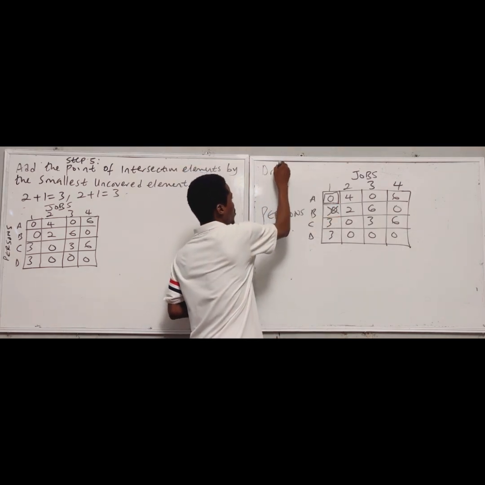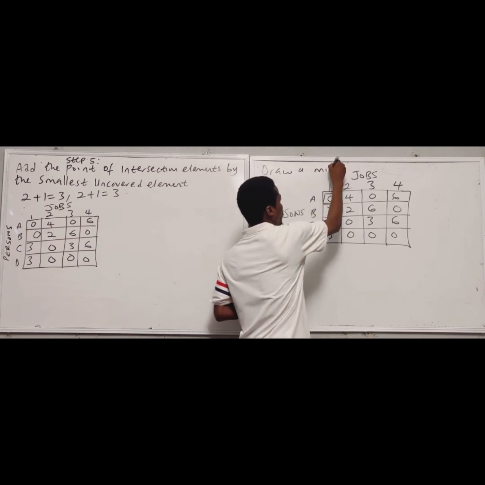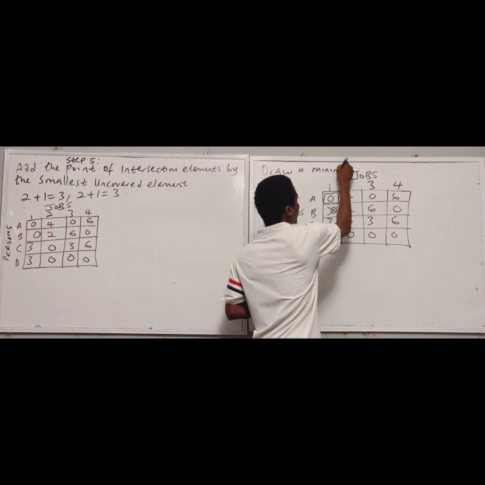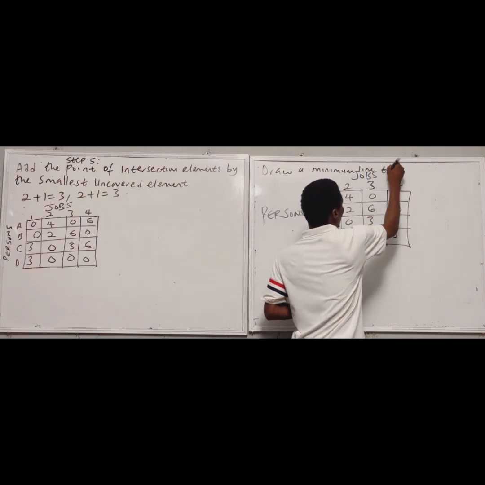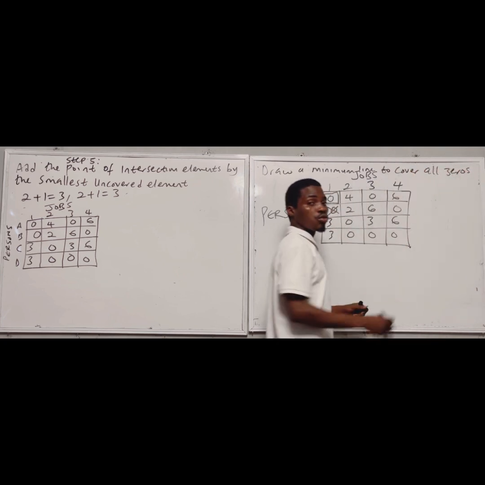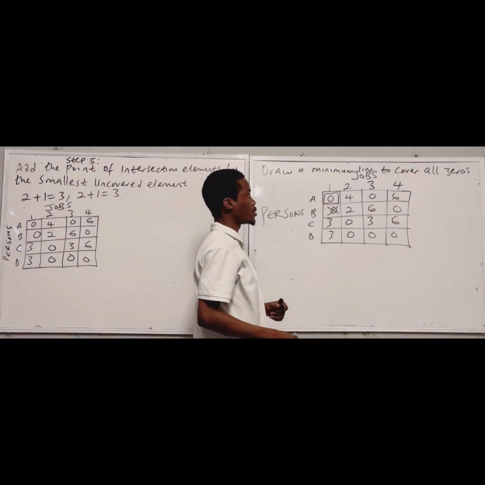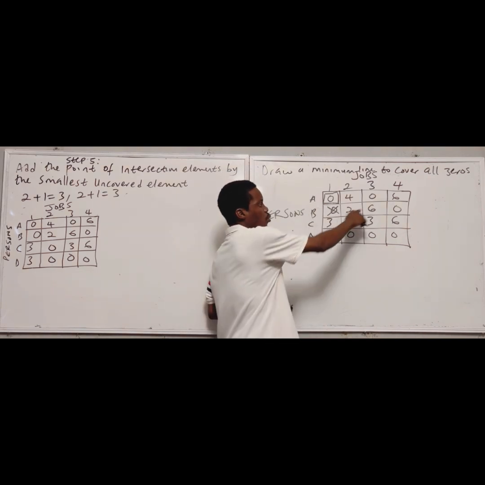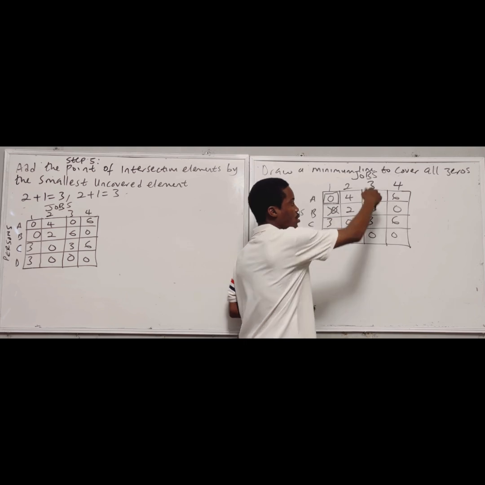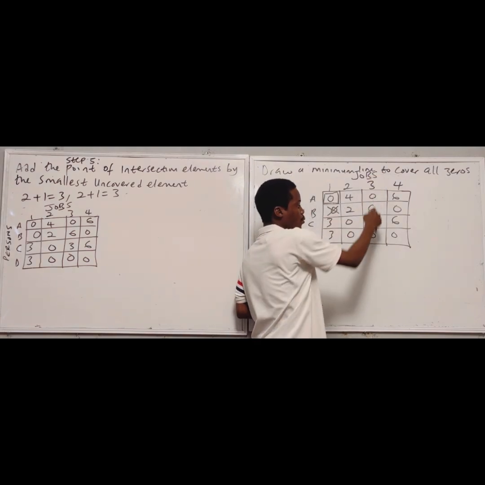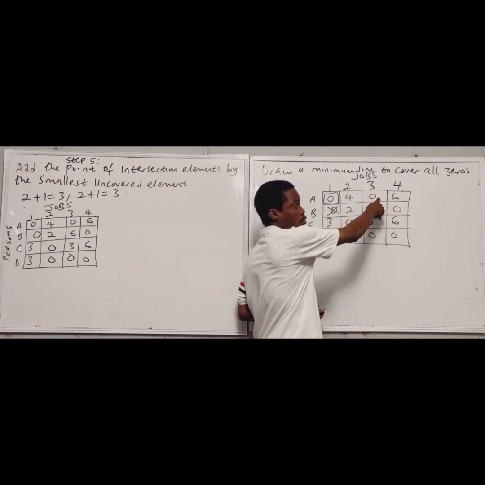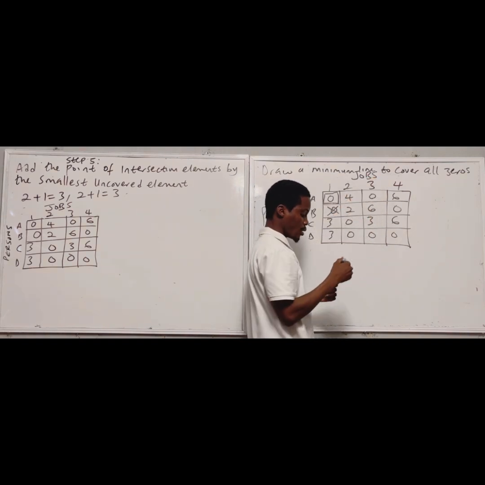Draw a minimum line to cover all zeros. You can draw a line to cover it. You can do it like this to cover it. So what I'm considering is that if I'm considering this 0, since it is on column 3, I'm not going to consider this. That is, it falls on the same column. This 0 falls on column 3.